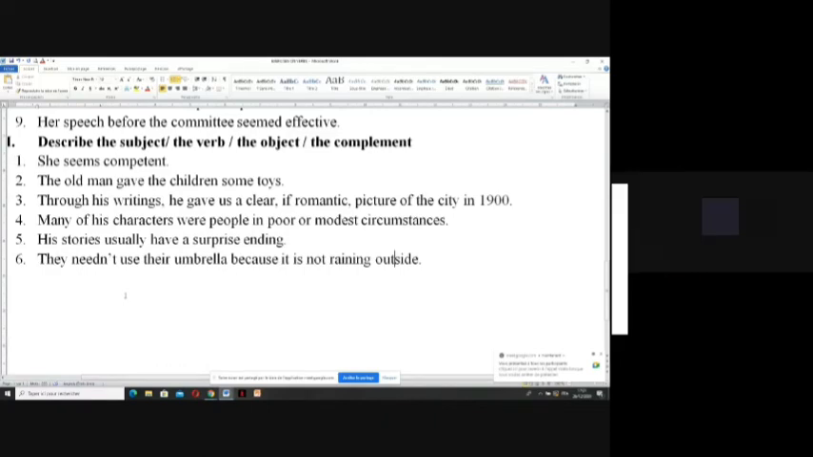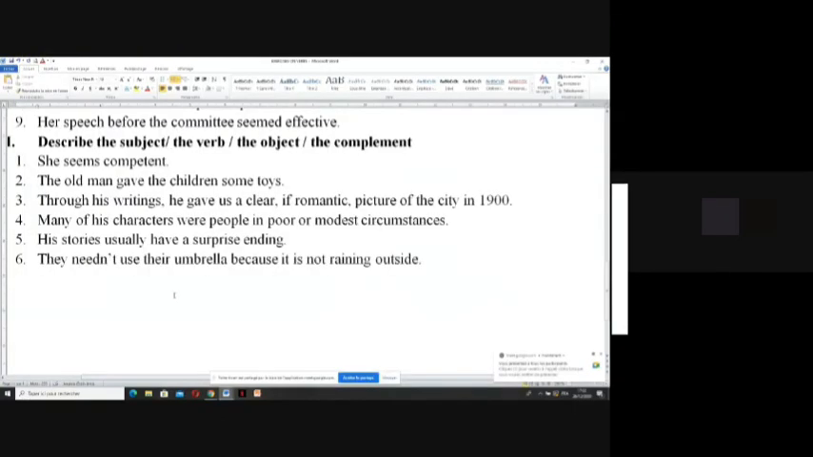They needn't use their umbrella because it's not raining outside. So it's a subject pronoun. Needn't use. It's a finite present tense. Needn't. I guess it's lexical. Non-lexical. Are you talking about needn't in here? Needn't use. It's non-lexical.